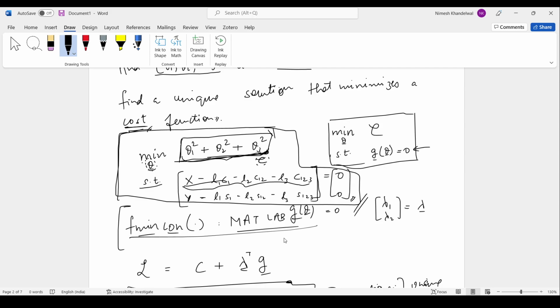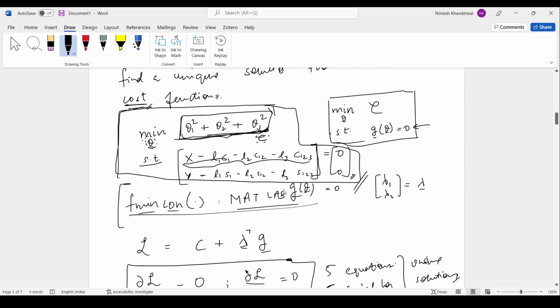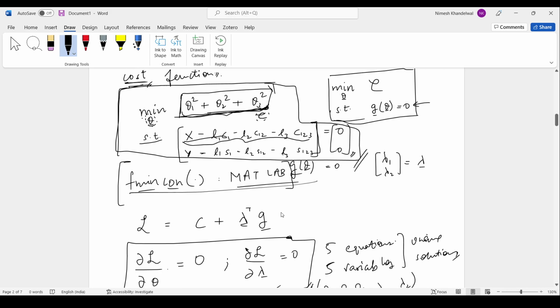Or, what is also done is you can try to solve it by hand, using the analytical methods that exist. One is Lagrange's method, to solve optimization problems. This is the method that introduces the Lagrange multipliers.